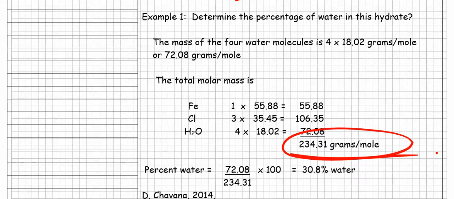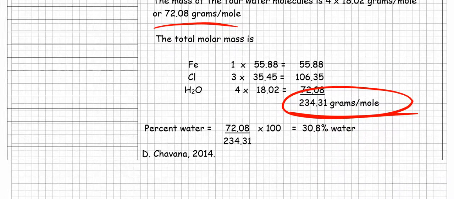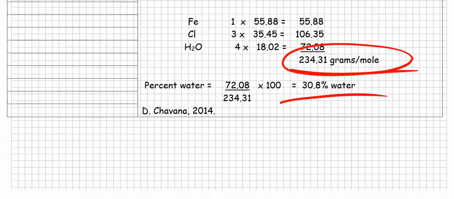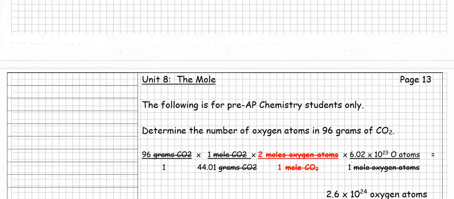So if we want to know what percentage of water is in this hydrate, we're going to take just the mass of the water, which is 72.08, and divide by the total mass, which is 234.31, and then multiply that by 100, and what we get is 30.76% water, right? So for this molecule, about 30.8% of it is water, and that's called calculation of water in a hydrate. Calculation of water in a hydrate. Okay, make sense? All right, let's move on now.